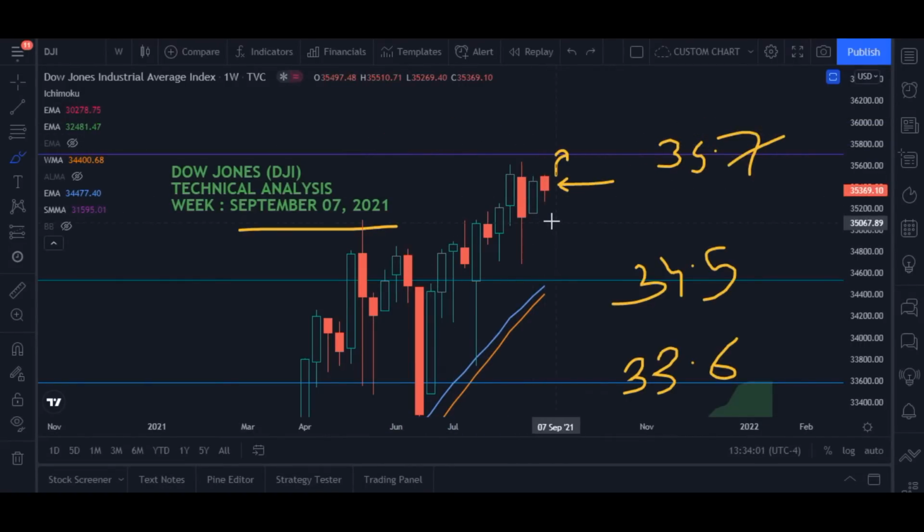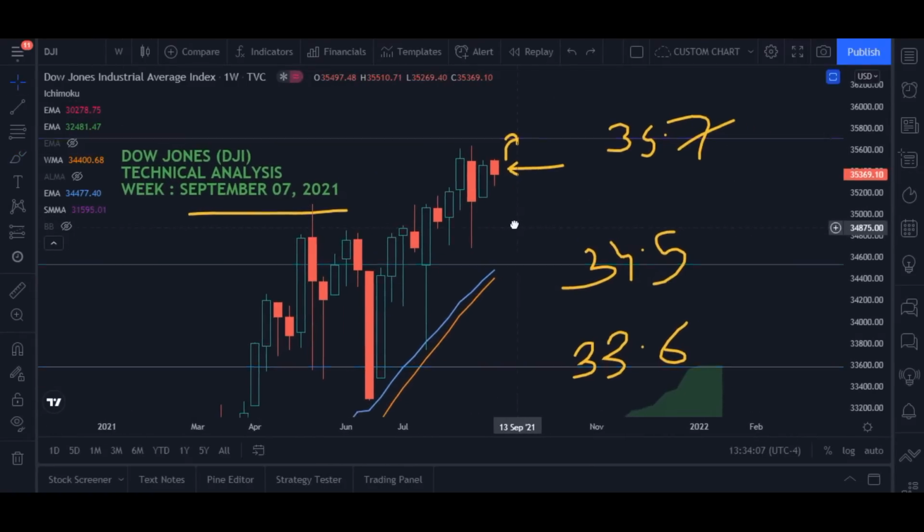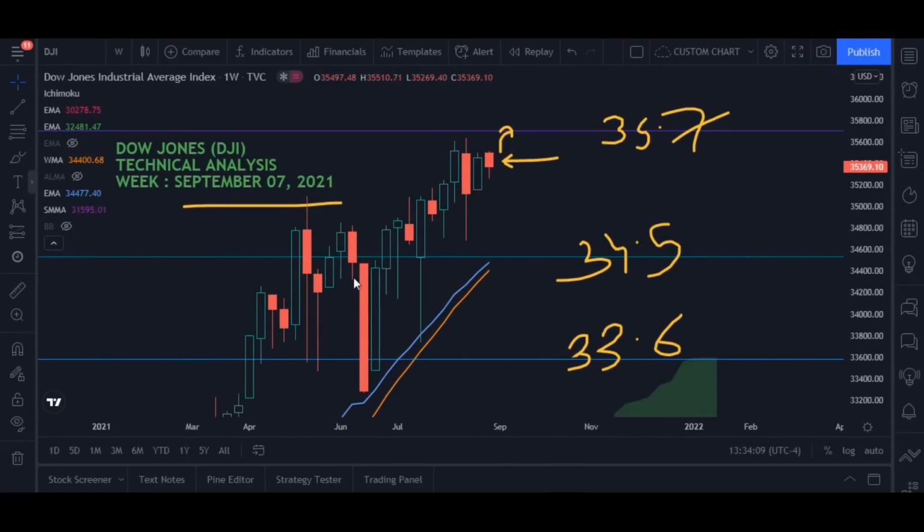Okay. Now let's do the technical analysis on the weekly chart. If we talk about the moving averages, the moving averages are clearly supporting the bull trend, and there is a clear fan out in the moving averages. So there is a clear bull trend through the moving averages.